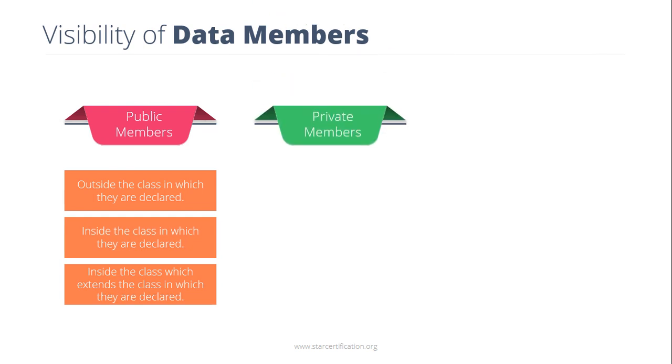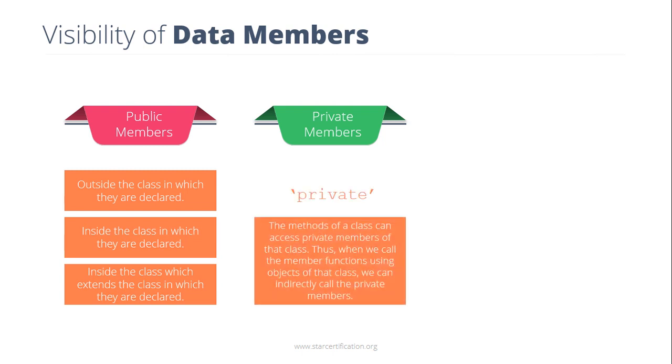Private members. To limit the accessibility of a member to the class in which it is declared, we use the private accessibility. The private members of a class cannot be accessed from outside the class or from the class which inherits it. A class member can be made private using the keyword private. The methods of a class can access private members of that class. Thus, when we call the member functions using objects of that class, we can indirectly call the private members.